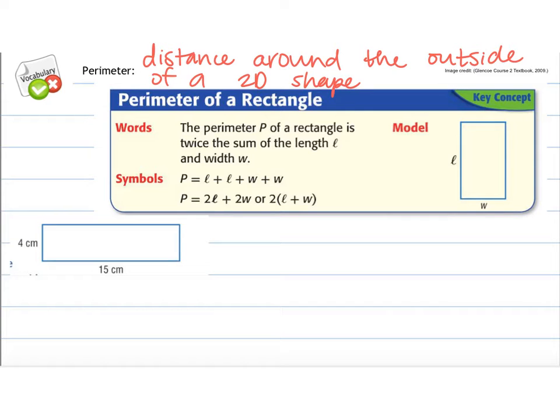So when we're finding perimeter of a rectangle, it's twice the sum of the length and width. So basically we're taking all of the sides and adding them together. So a couple different formulas. You could do length plus length plus width plus width. You could take 2 times the length because there's 2 lengths, and you could take 2 times the width because there's 2 widths, and then add those together. Or you could add the length and width and then multiply it by 2. So have those formulas written down in your notebook.